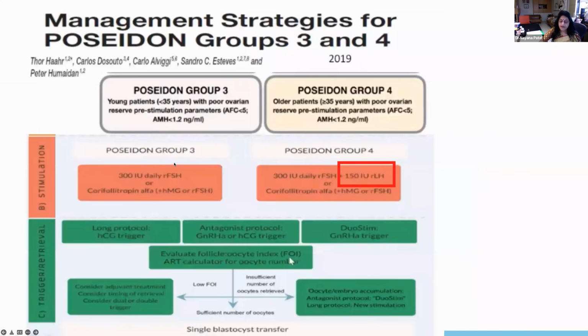Here, for Poseidon 3, they say that adding LH always in the first cycle, like we don't do in Poseidon 1 also, is not necessary, because the endogenous LH is potent enough and you need just 1 to 2 percent of LH receptors to be occupied to give a good controlled ovarian stimulation outcome. So they have said that it is not 100% necessary, but if one cycle fails, you can think of adding LH in the second cycle. And in Poseidon 4, at least add LH in the ratio of 2:1 FSH to LH, or a higher dosage.